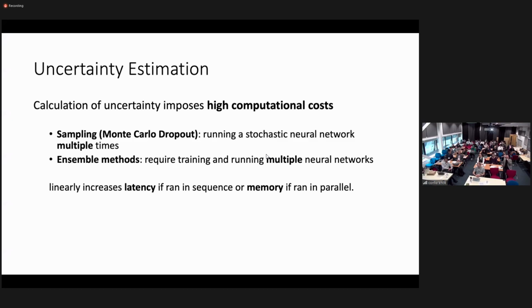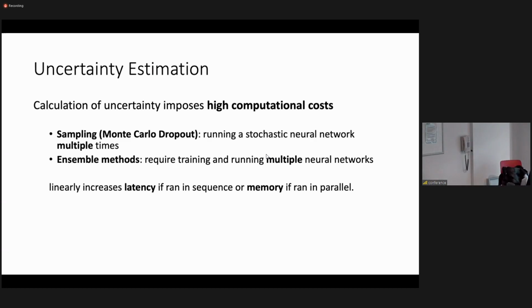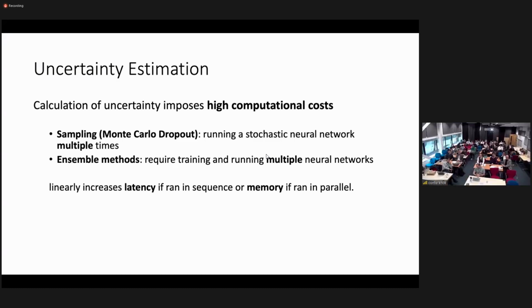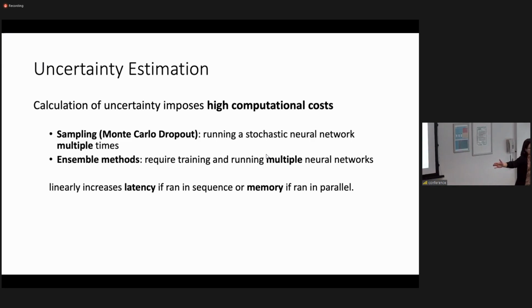So uncertainty estimation, for some of you that know this, means transforming the concept of a point prediction into a sort of distribution prediction. And there are two ways of doing it. One is sampling, Monte Carlo dropout, where you're running a stochastic network multiple times, or an ensemble method that requires retraining multiple times. Either way, if you do it in parallel, you have a memory bound issue. If you do it in sequence, you have a latency issue to solve.